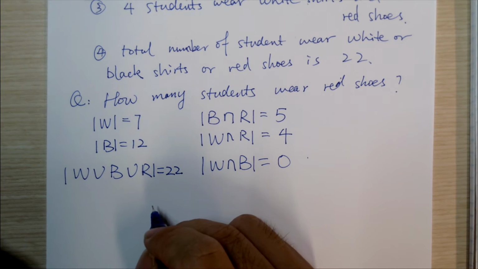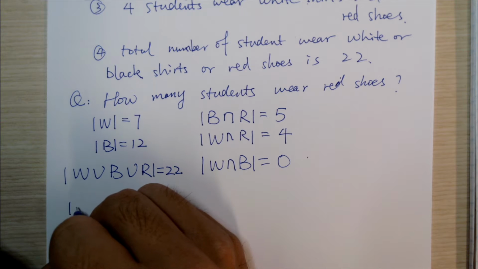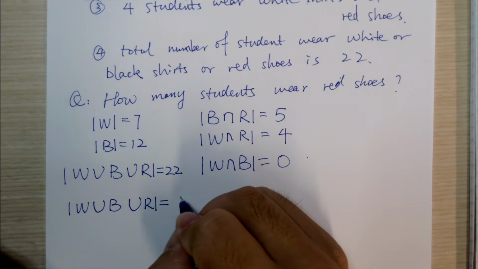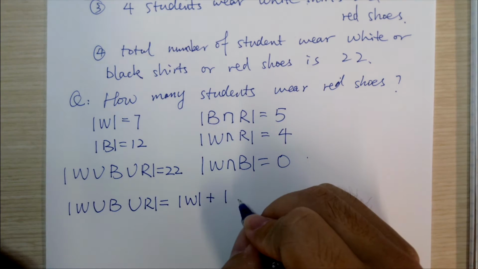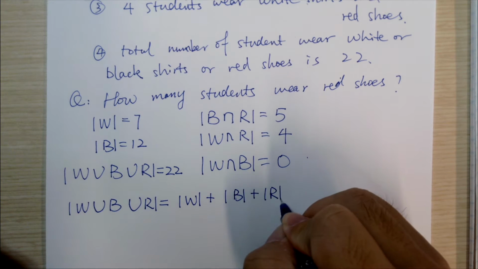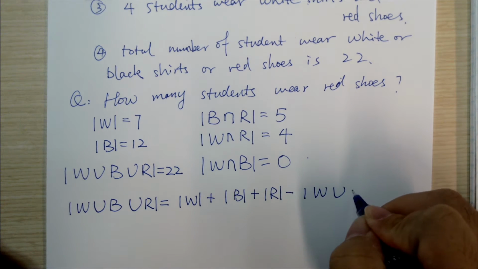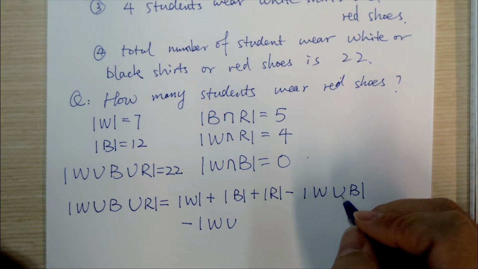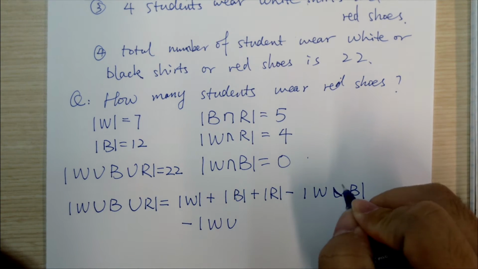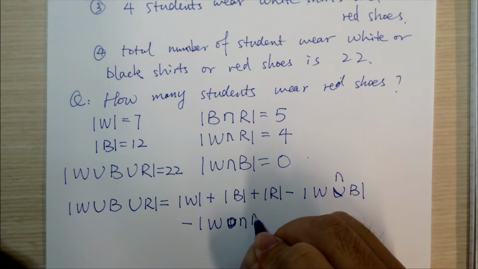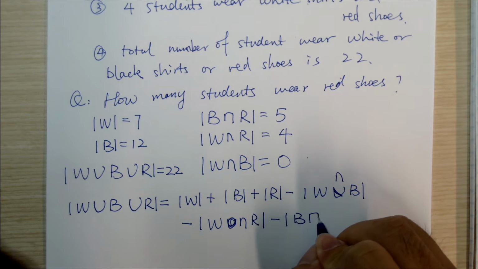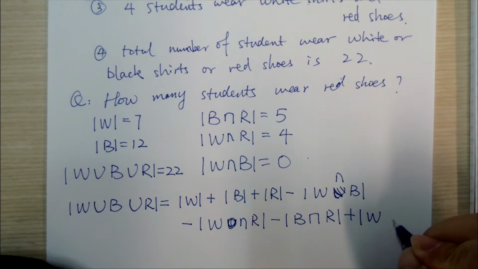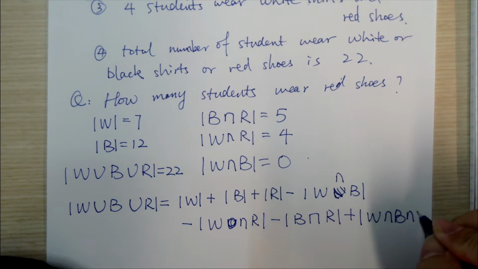So based on the inclusion-exclusion principle, W union B union R, remember, equals the cardinality of W plus B plus R, subtract W intersect B, subtract W intersect R, minus B intersect R, and also plus the W intersect B intersect R.